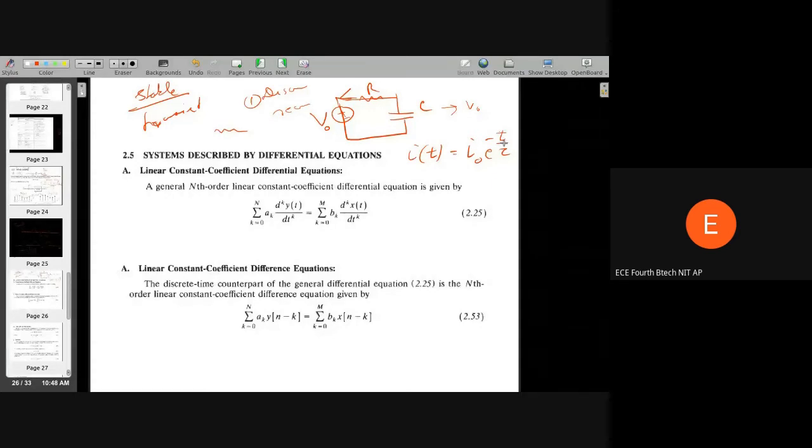you need differential equation. Now these are very small circuits. Imagine your motherboard in your computer. So this is why we need differential equation.